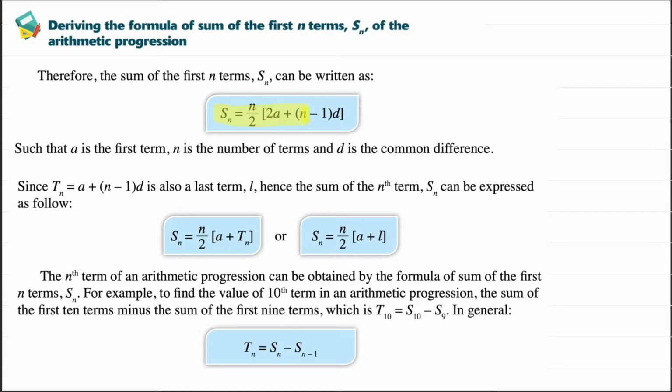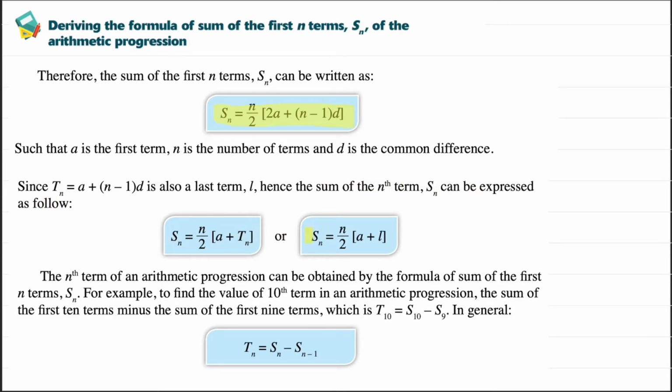So, panjang sikit formula ni. So, of course, kamu kena hafal lah. Okay. So, again, Sn sama juga dengan n over 2 bracket 2a tambah n minus 1d. Now, since Tn is equals to a plus n minus 1d is also a last term, hence the sum of the nth term Sn can be expressed as follows.